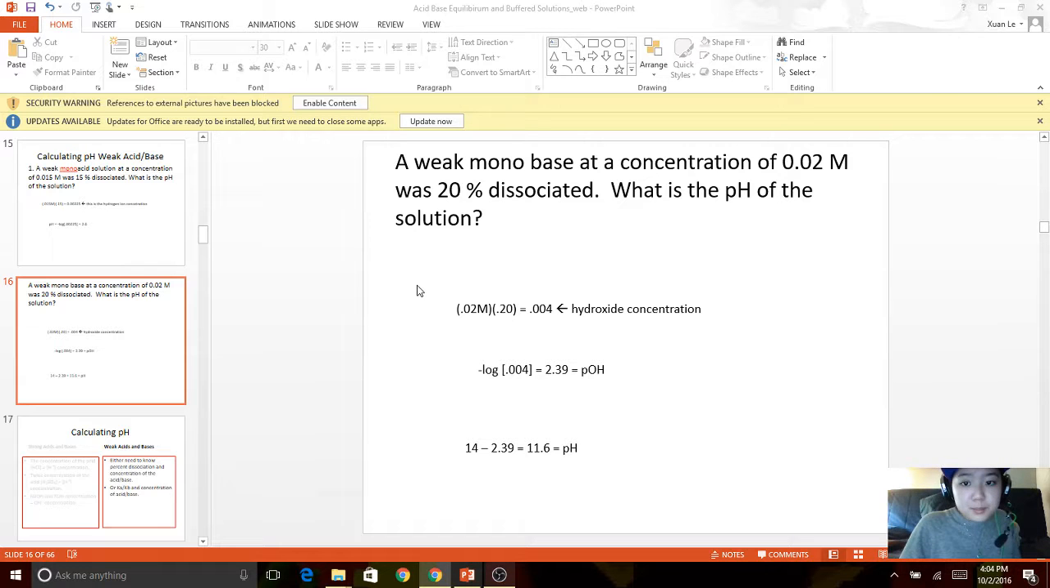So a weak monobase has a concentration of 0.02, and it is 20% dissociated. And so the pH of this solution, again, we're going to multiply the percent dissociation by the concentration, giving us 0.004. And this is the hydroxide concentration, not the hydrogen concentration. So when we take the negative log of that, we're going to get 2.39, which is the pOH. And to get the pH, we're going to subtract 2.39 from 14, giving us the pH of 11.6.